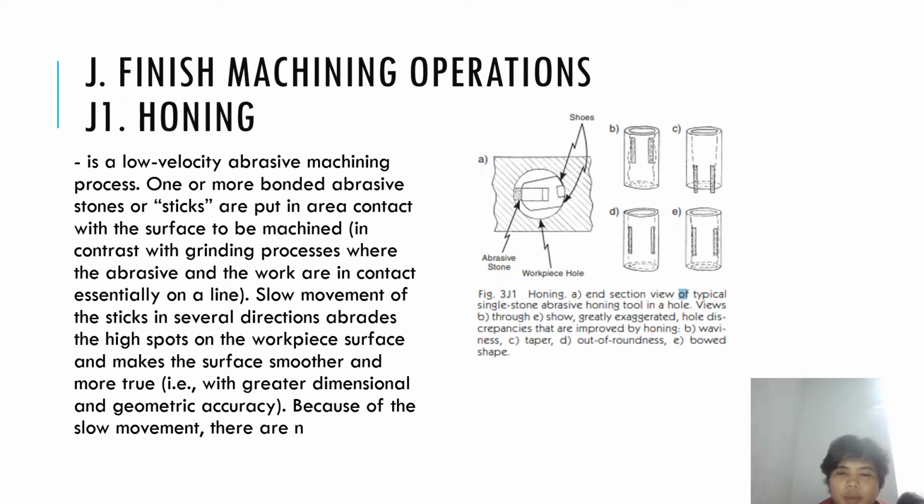We have this one. This is the end section, and typical single stone abrasive honing in a hole. And B is through, C is taper, and D is out of round, and E is bowl shaped.